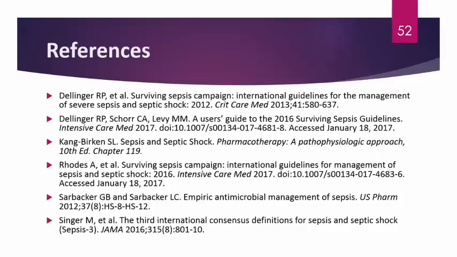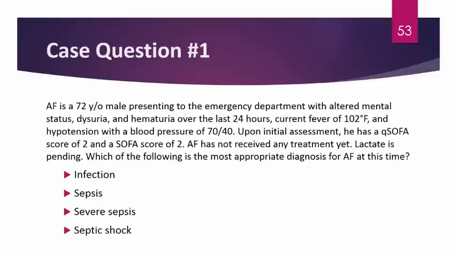Here are the references for today's talk. Let's go over the case questions. So we had AF, our male, who was presenting with altered mental status, dysuria, hematuria, fever, hypotension, and low blood pressure. He had a qSOFA of 2 and a SOFA score of 2. Hadn't received any treatment yet, and the lactate is pending. Which of the following is his most appropriate diagnosis?